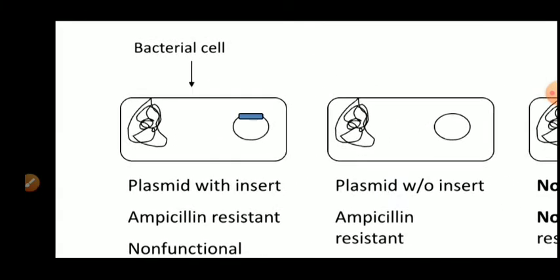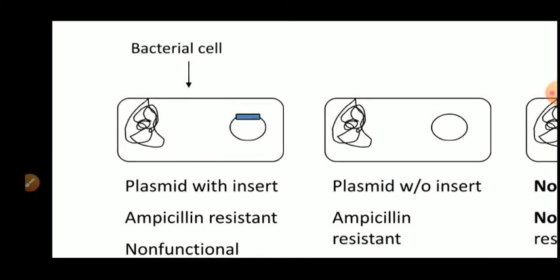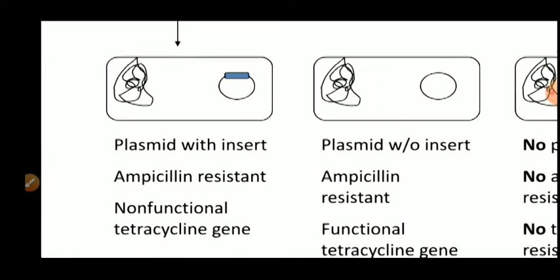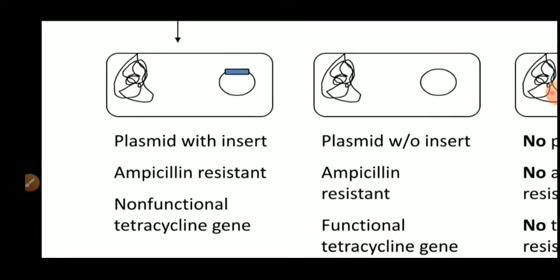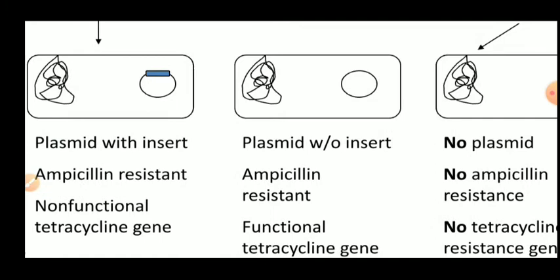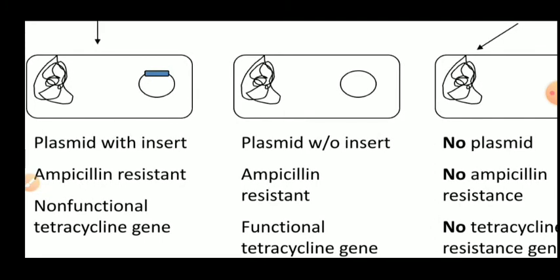Here the cloning organism has the plasmid with insert, that means it contains the foreign gene inserted inside it, which is called plasmid with insert. In such cells, the cells are ampicillin resistant and the cells have a non-functional tetracycline gene. How, we will discuss.